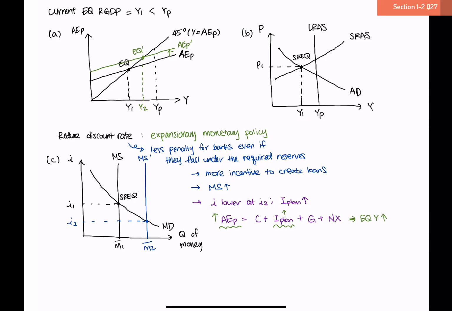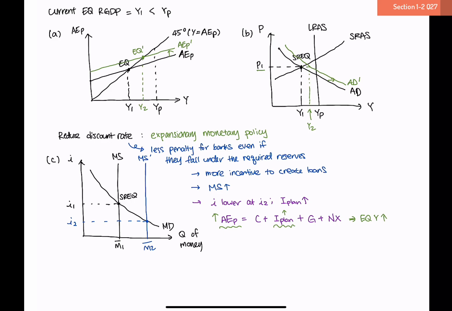Here, I'm just explicitly drawing out the case where we see a result of the expansionary monetary policy, but it's not enough to completely close the output gap. So we see a rise in output from Y1 to Y2, but not quite up to the potential output of YP. On the ADAS model, that means we'll be somewhere between Y1 and YP in terms of our new equilibrium output.